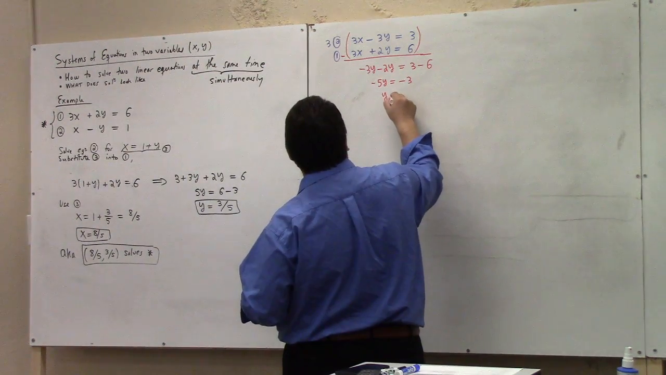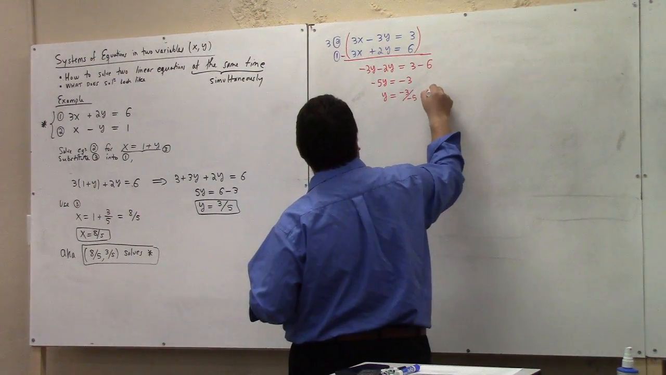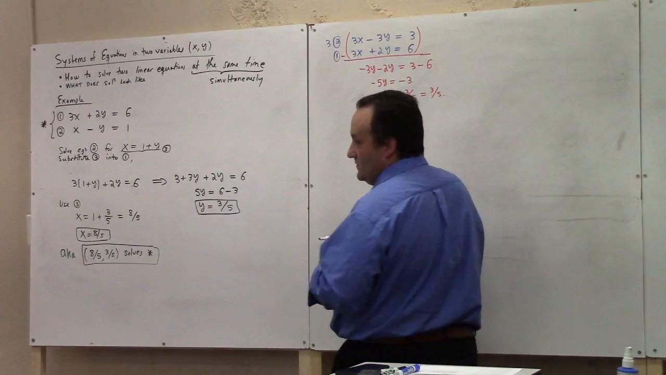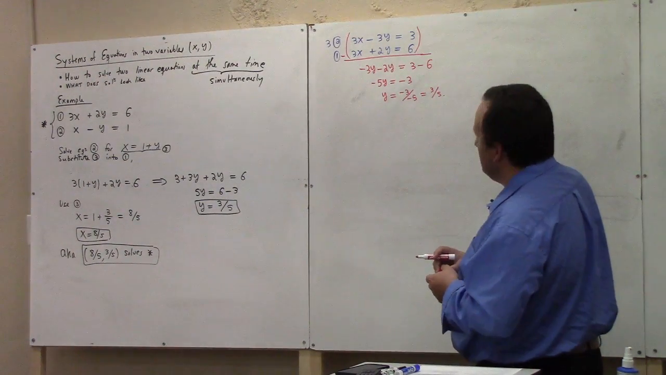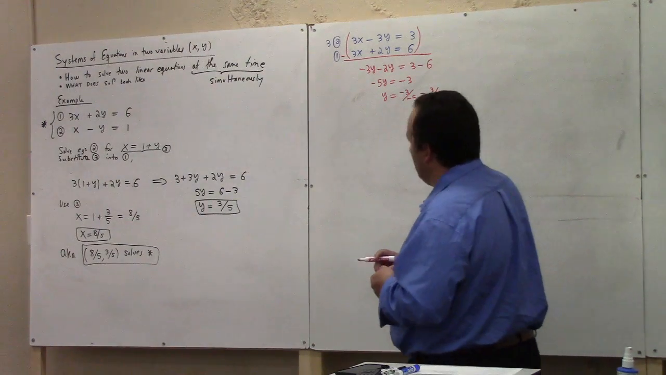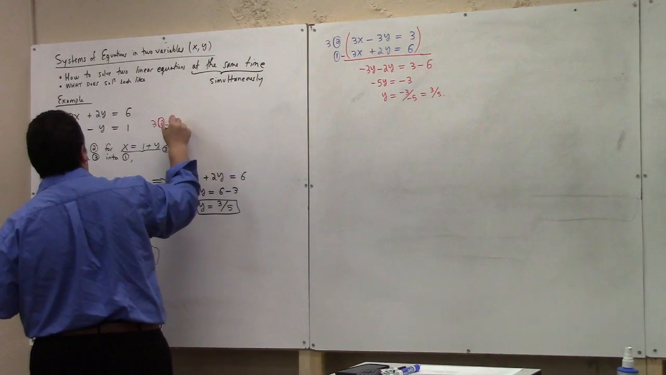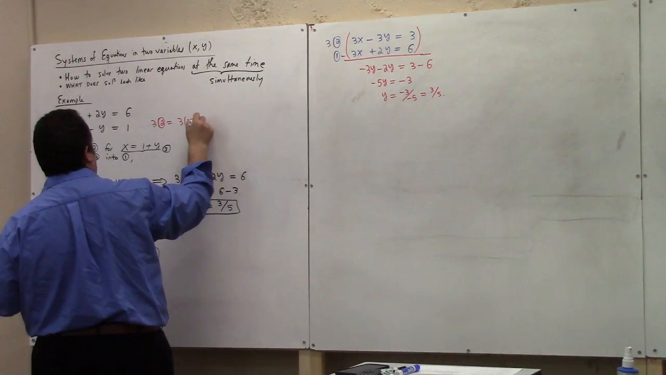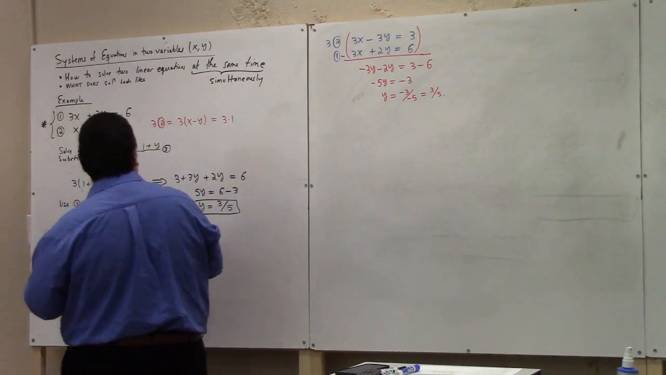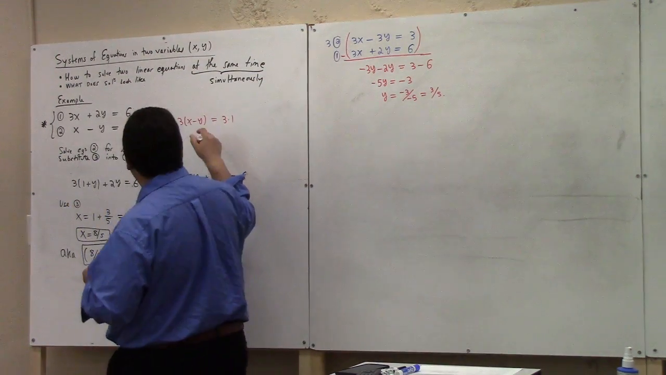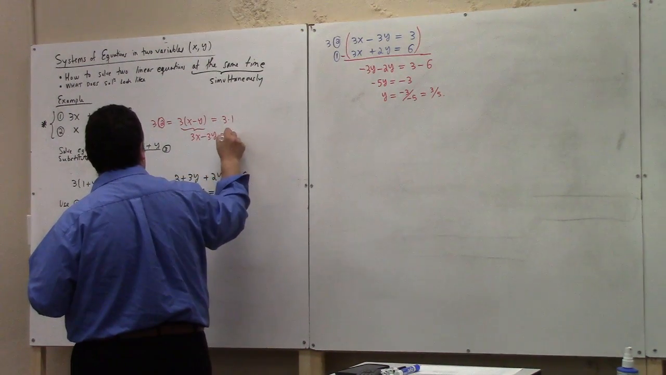So what does y equal? Minus 3 over minus 5, 3/5. Great. So yeah, this one, 3 times 2 is 3 times x minus y. That is a good question. Please ask these questions. 3 times 1. So when I distribute the 3, I get 3x minus 3y equals 3.